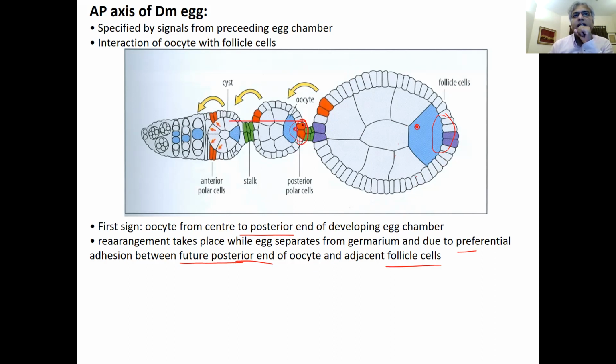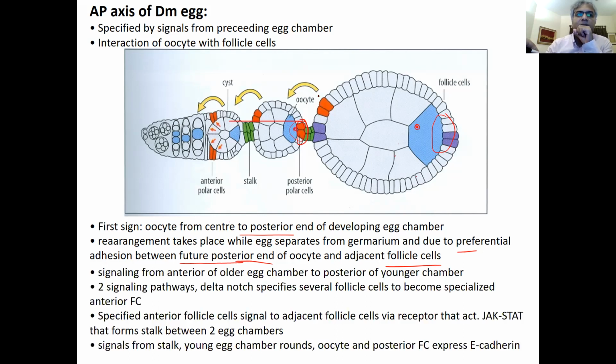Okay, you can see these different colors. We are soon going to see what kind of communication is taking place. So there is cell signaling going on. There is a signal from the anterior of the older chamber, which is this one. This is the older chamber. So these follicle cells, which are present at the anterior of this egg chamber, send a signal to the posterior of the younger chamber.